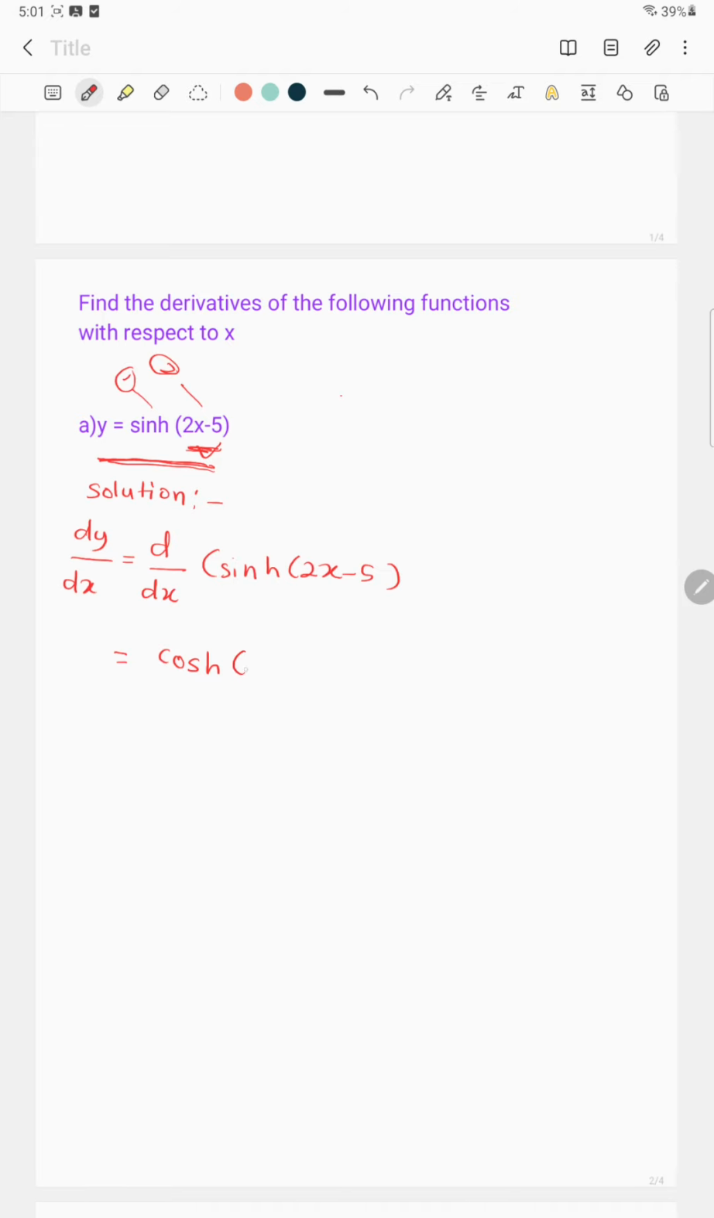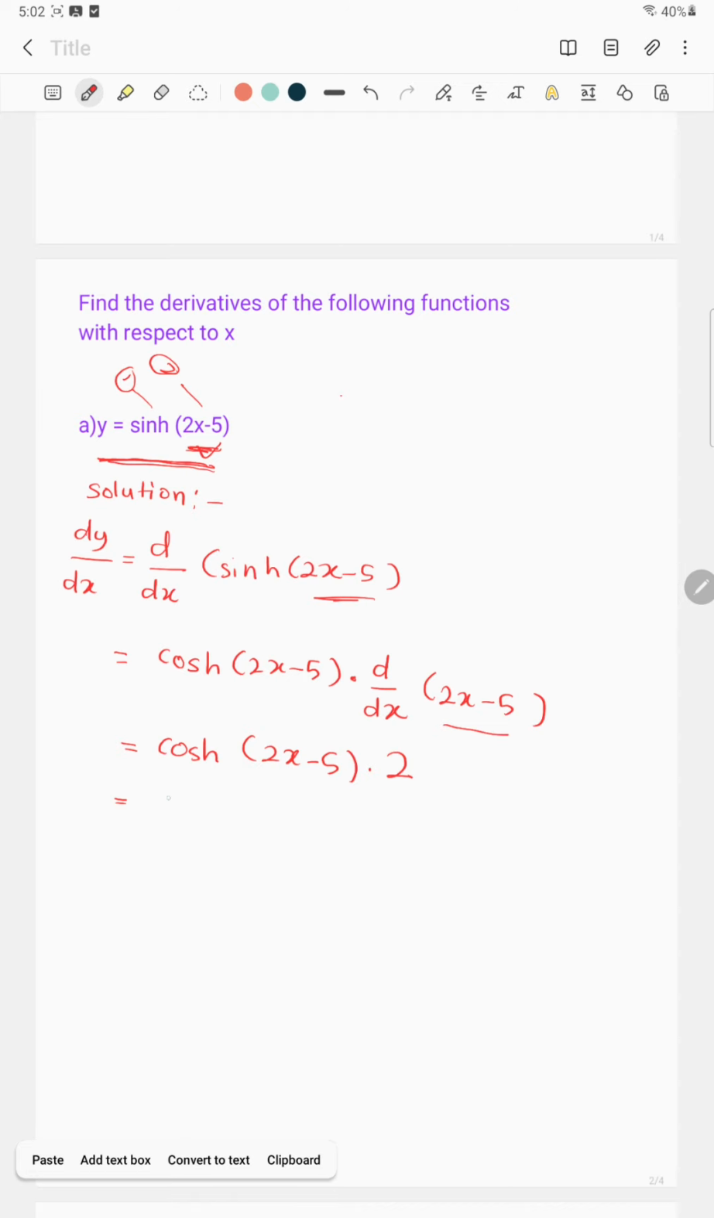Don't forget to put 2x minus 5. And then don't forget that we need to differentiate the inner one. Okay, differentiate 2x minus 5, write back. So differentiate 2x minus 5, we will get 2. So make it in the simplest equation, the 2 will be brought in front of the equation. So this is how we write. This is the answer.